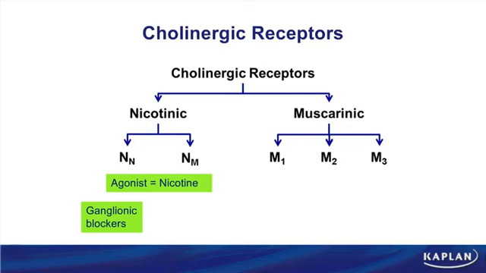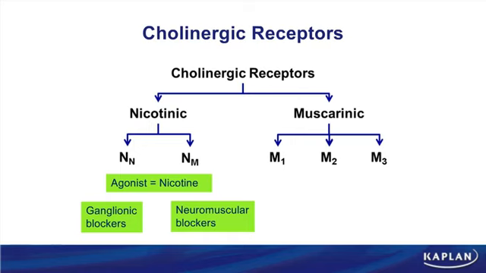What do we call the drugs that block N sub M receptors? Again, where is the receptor found? It's found at the neuromuscular junction, so we call that group of drugs neuromuscular blockers. So we've got some selectivity for antagonistic nicotinic receptors.